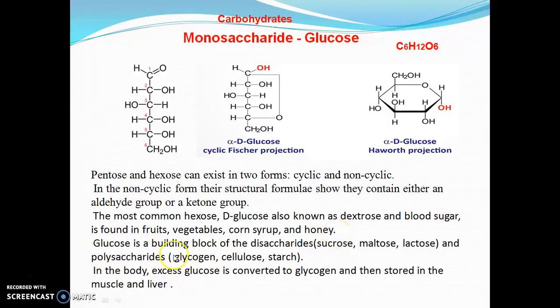Glucose is the building block of disaccharides like sucrose, lactose, maltose, and polysaccharides like glycogen, cellulose, and starch. In the body, the excess glucose is converted to glycogen and then stored in the muscles and in the liver.